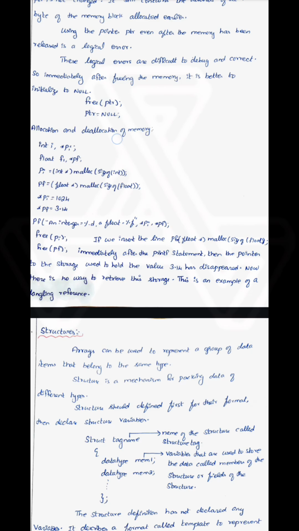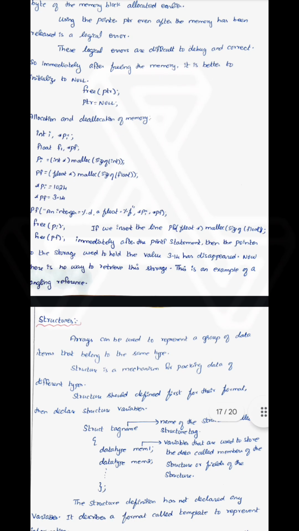Allocation and deallocation of memory. int i, *p; float f1, *pf. pi = (int *) malloc(sizeof(int)); pf = (float *) malloc(sizeof(float)). *pi = 1024, *pf = 3.14.